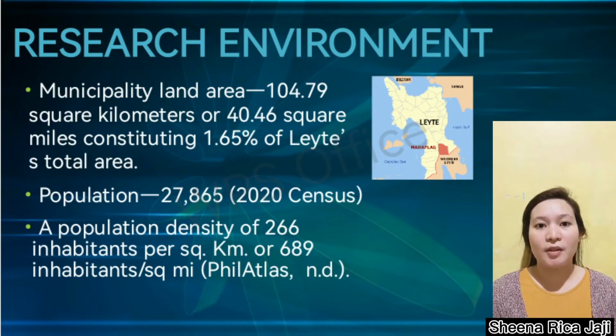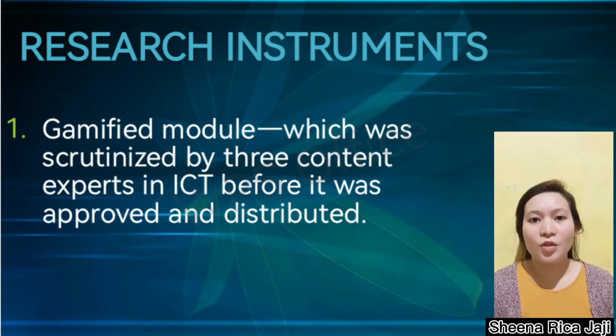As high mountains surround this site, the internet connection in the area varies from low to average, with fast speeds only available around midnight. The instruments utilized in the study were the Gamified module for the first lesson of the fourth quarter school year 2021 to 2022, which started April 4 and ended April 8. The modules then went through the scrutiny of the content and technical editors, noted by the 3 content experts in ICT, before the school had approved them for distribution.